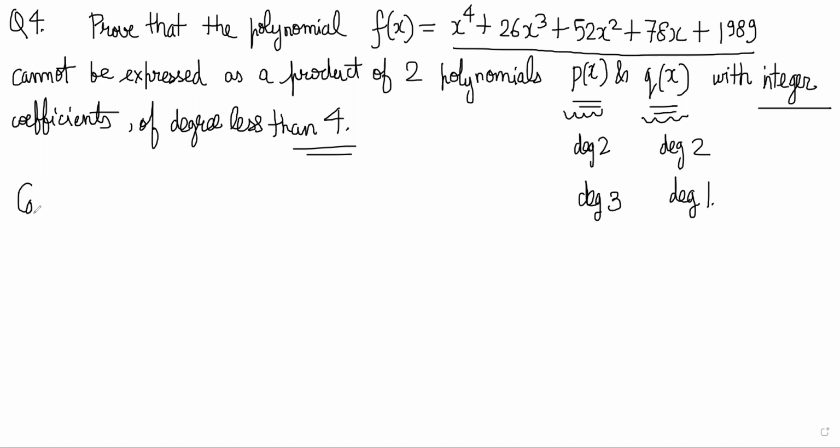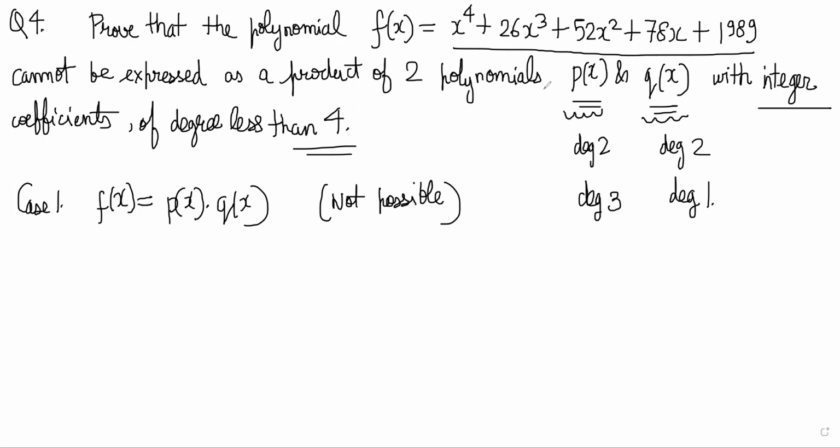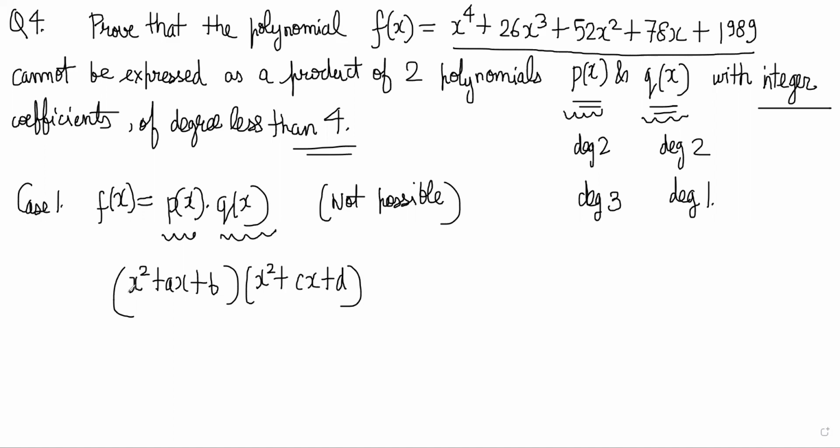So let's say case 1, where f(x) is written as p(x) multiplied by q(x), where both are degree 2. You have to prove that this is not possible. f(x) is already given to you. You should take two quadratic polynomials here, so you can assume the first one is x square plus ax plus b, and the second one is x square plus cx plus d. Why am I not assuming some number in front of x square? Because the first degree is 1 here, so you cannot have any constant times x square. Here a, b, c, d are integers, that is given.